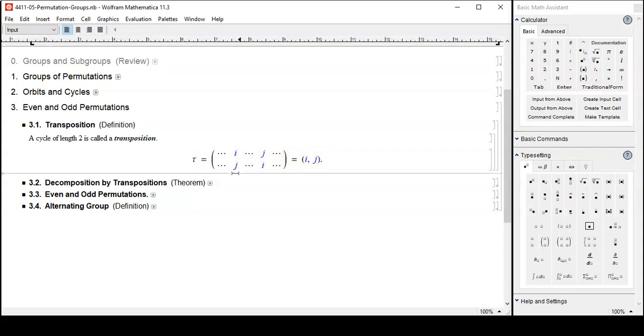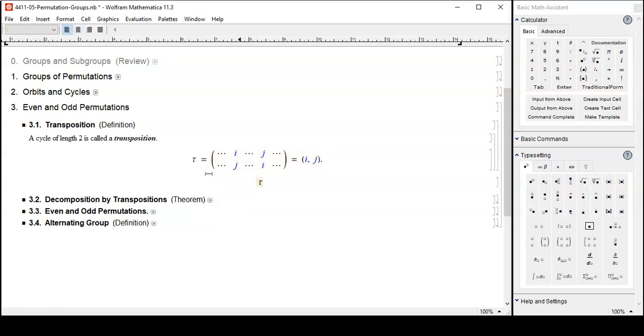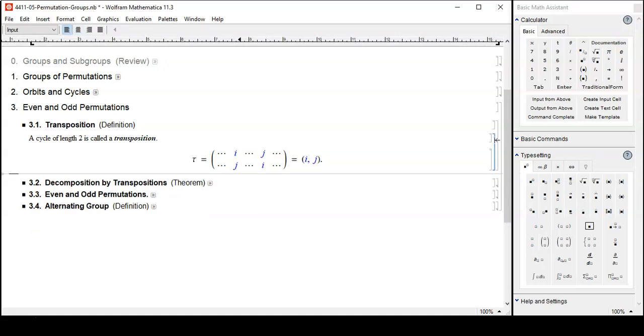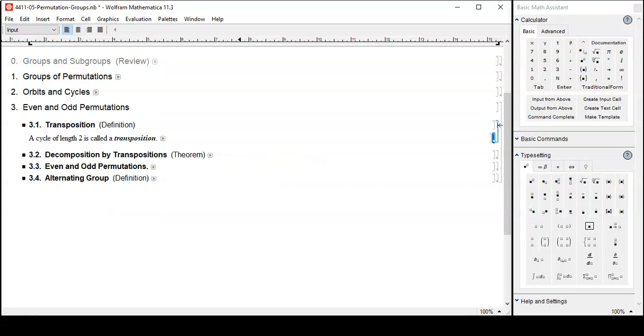And then the typical property of a transposition is that a transposition times itself is the identity. So i goes to j, and then apply again, j comes back to i. Same goes for j, and everything of course remains the same. So a transposition times itself is always the identity.